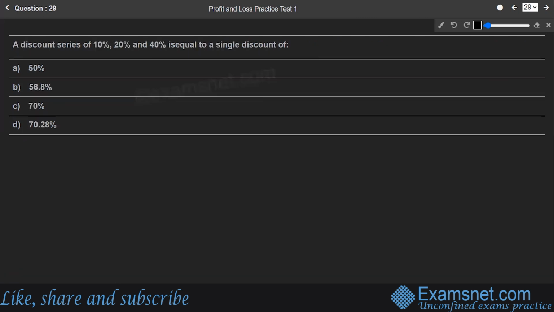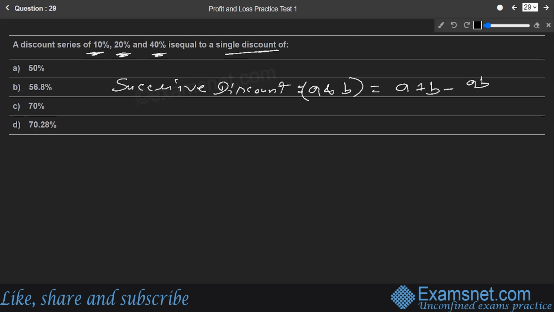Now, a discount series of 10%, 20%, and 40% is equal to a single discount of what? So we can easily use the successive discount formula. A successive discount of A and B percent is equivalent to a single discount of A plus B minus AB upon 100 percent. But we have got three values here, and this successive discount formula will work for only two discounts, so we can do it one by one.